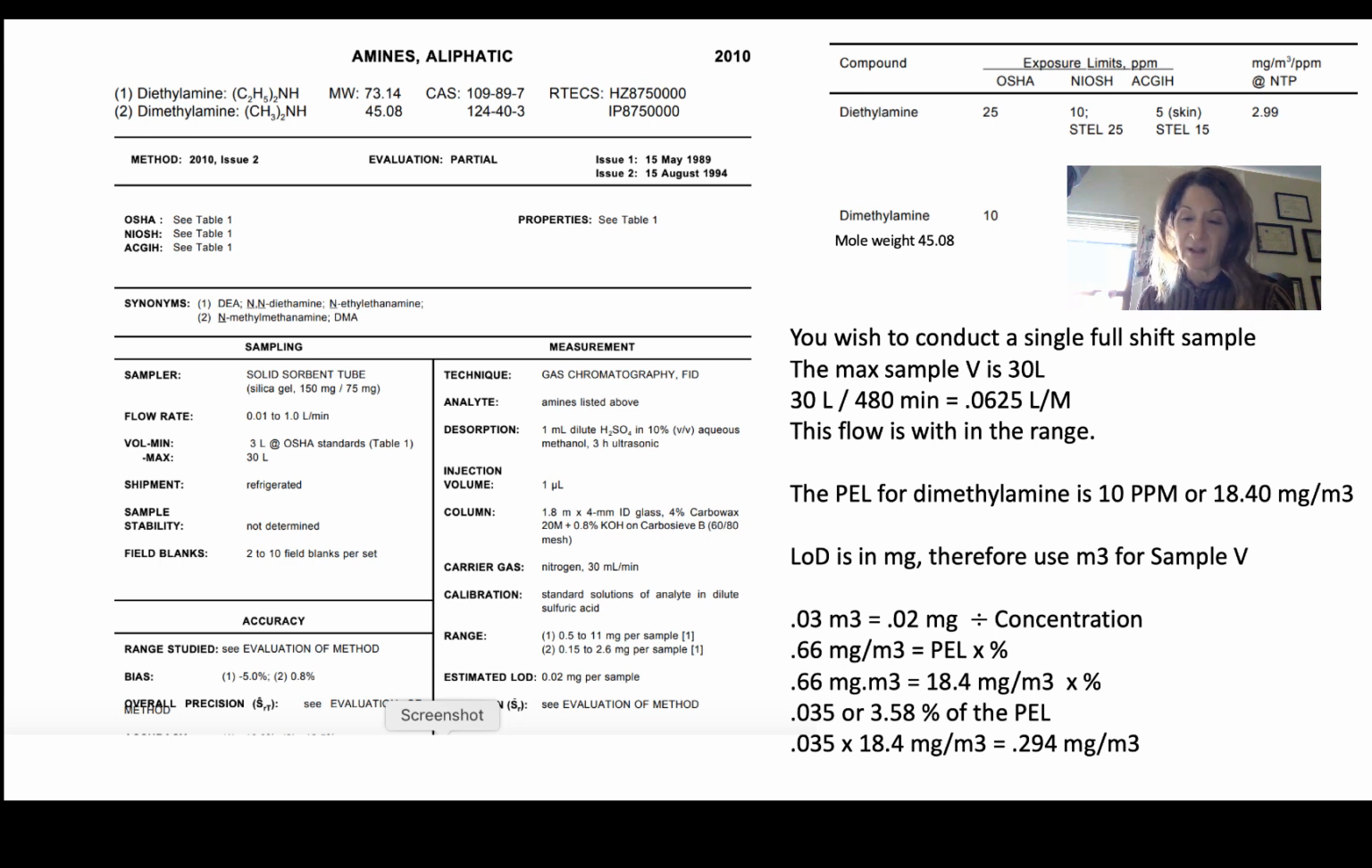In the last example, we got down to 3% of the permissible exposure limit, which is pretty low, but you could see the importance of needing to run for the entire 480 minutes to pull 480 liters of air to be able to reach that level of sensitivity, which becomes a little bit more challenging with some of our methods when we're evaluating short-term exposure limits and we're not using direct reading instruments.